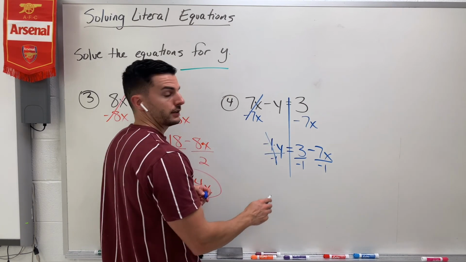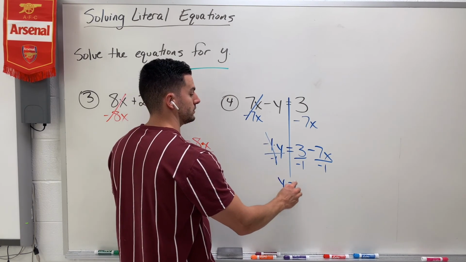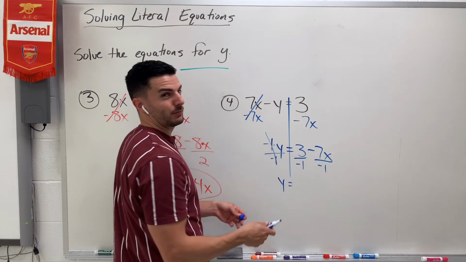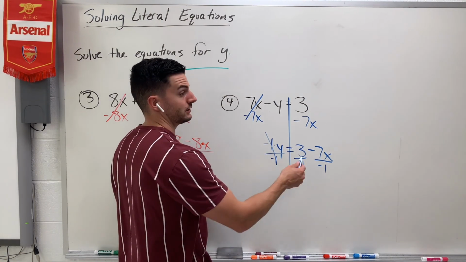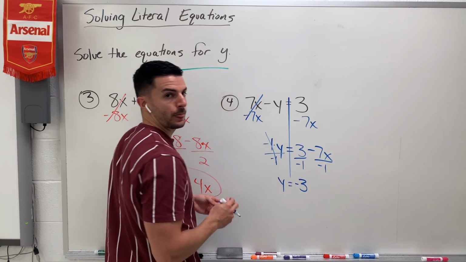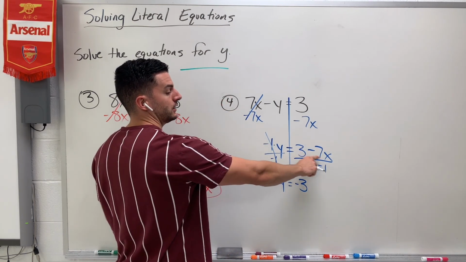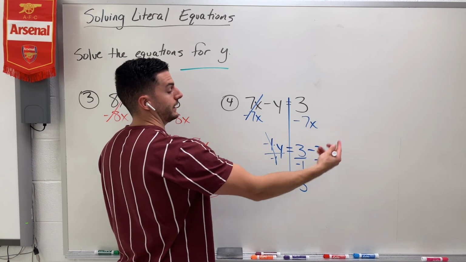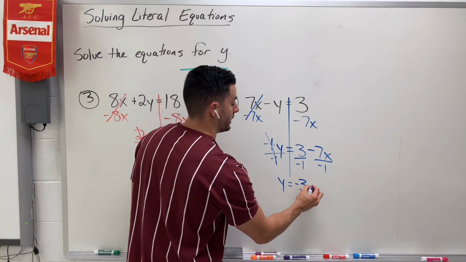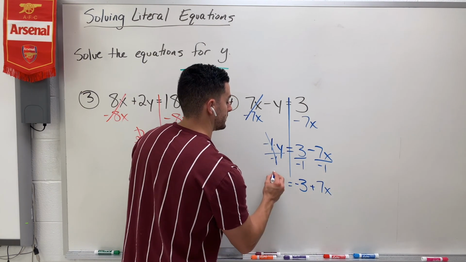So it's canceled here, and I'm left with y equals 3 divided by negative 1. Dividing by 1 doesn't change the number, but it does, because it's negative, it changes the sign. So this would be negative 3. And then negative 7x divided by negative 1. Again, it's not going to change a whole lot, but because it's a negative divided by a negative, I would write plus 7x. So there we go.